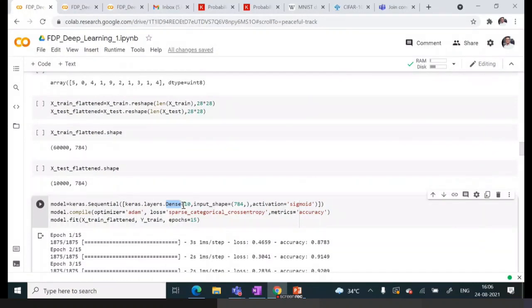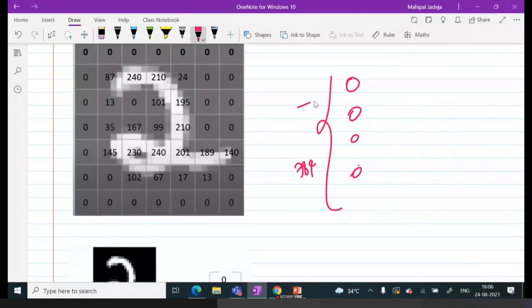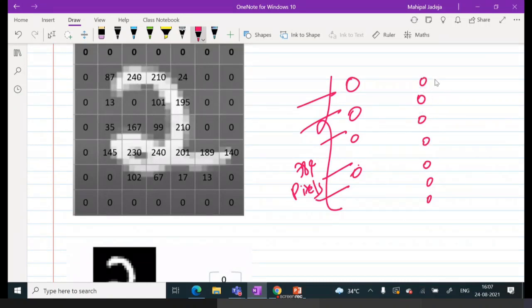I am going to start with the simplest possible neural network, where I am going to have 784 neurons which will take inputs corresponding to the 784 pixels, and then I will have 10 neurons in my output layer. Why are 10 neurons required? Because each neuron corresponds to one digit, from 0 to 9.